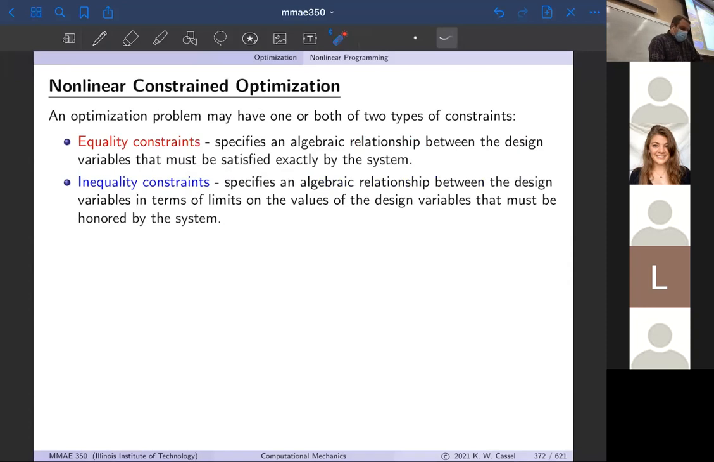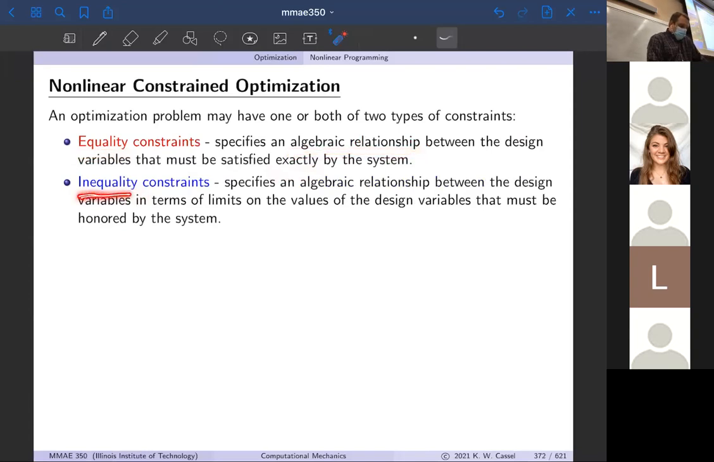We can have two types of constraints, equality constraints and inequality constraints, and they're exactly what they sound like. Equality constraints are algebraic relationships between various design variables that have to be satisfied exactly. So they might be geometric constraints, like you need to cross State Street at a crosswalk. You can't do any jaywalking or cross in between intersections or anything like that. So it's a specific algebraic relationship between design variables that has to be satisfied.